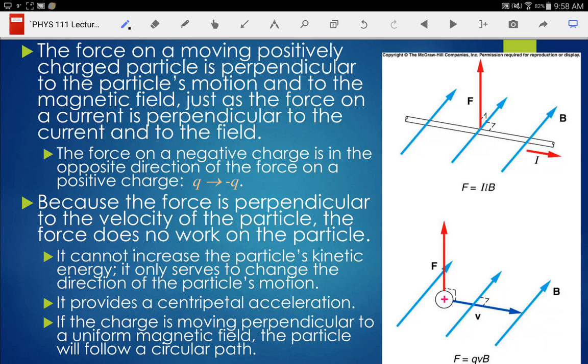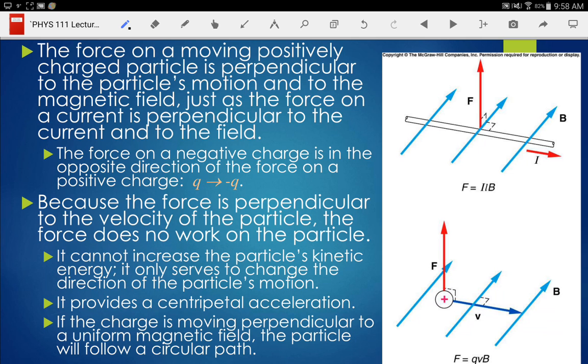So that means if I have a charged particle moving in a magnetic field, since the force is perpendicular to its velocity, it does cause an acceleration because Newton's second law says that the force always causes an acceleration. But the acceleration is perpendicular to velocity. Do you remember what we called an acceleration perpendicular to velocity? No? A centripetal acceleration, because it makes things go in circles.